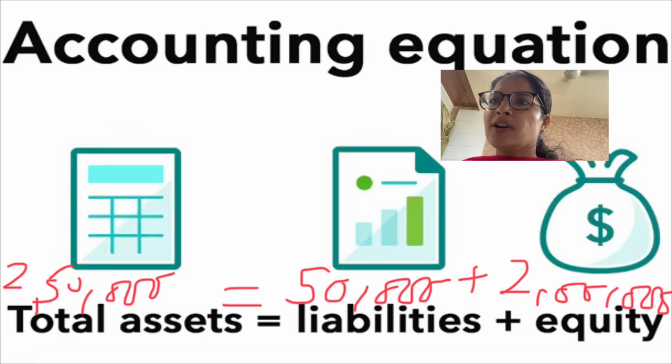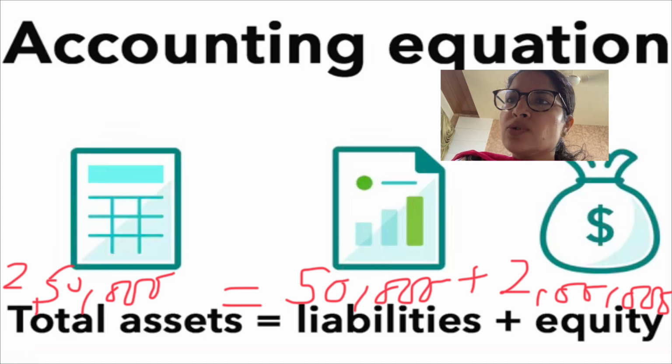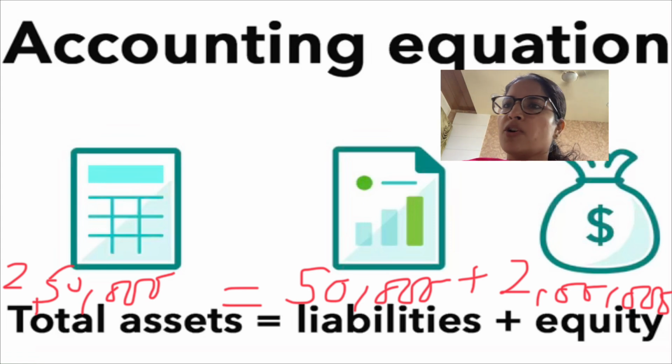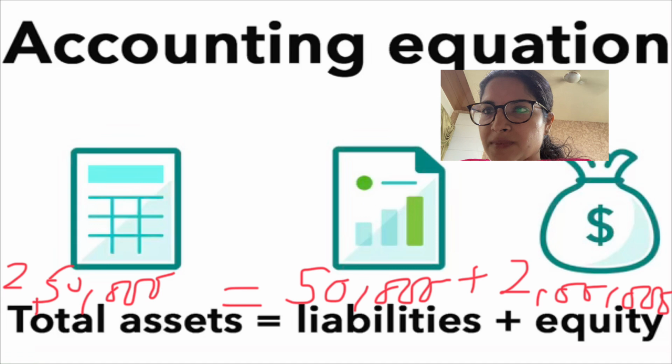Suppose that you bought some furniture for the organization worth rupees 1 lakh, right? Now an accounting transaction is taking place, so it is going to impact some account, right? Suppose that you bought the furniture for rupees 1 lakh but on credit terms. You didn't make the payment for it, right? So that will give rise to your creditors.